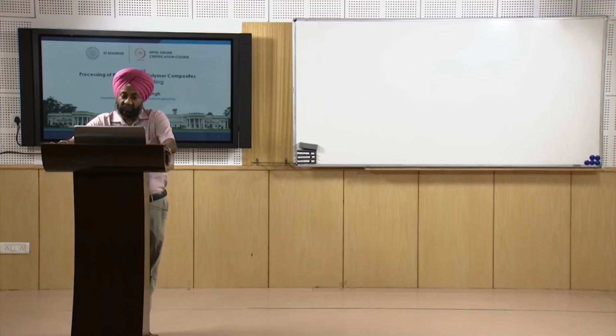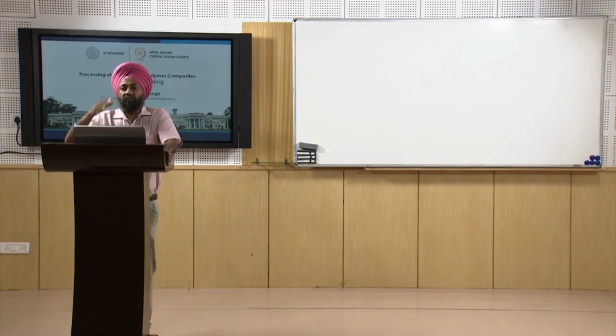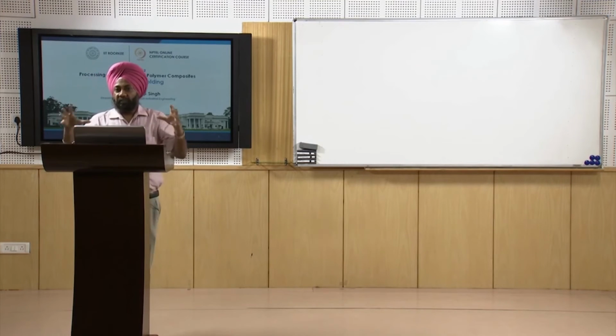Now, what can be the advantages? The advantages are, it allows complex mold split lines. Usually in case of injection molding, we try to make our product in such a way that there is a straight split line. So the mold divides the product into two equal parts and then we make the product, or sometimes it is in one half of the mold only. But here in rotational molding, it can give us an advantage of having complex mold split lines.